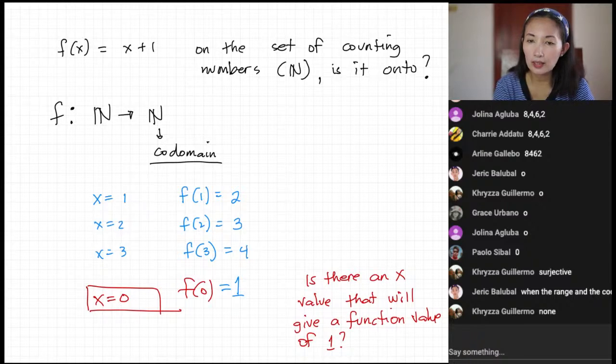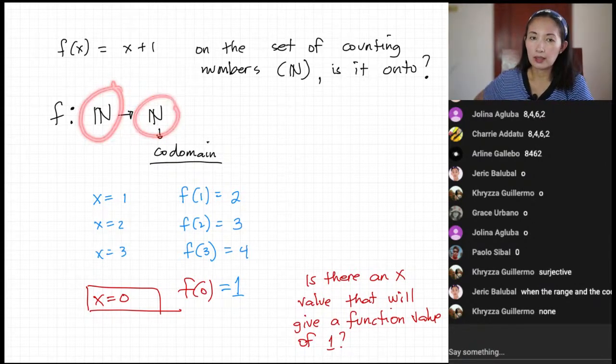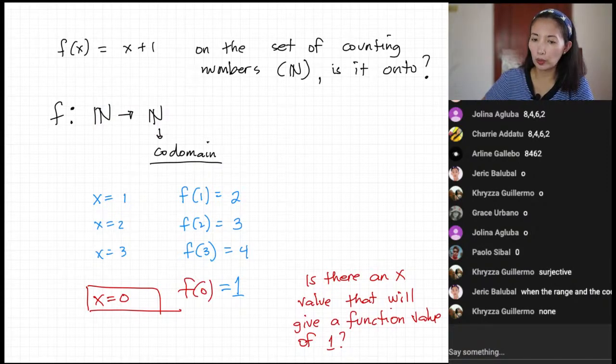And what did we say? The range and the codomain should be equal. And your N includes positive 1. But the function value will never be 1, because our domain is N, counting numbers, N to N. I hope this is clear also.